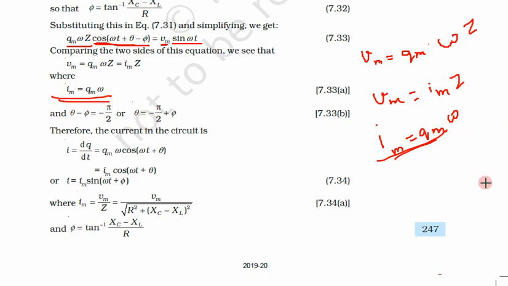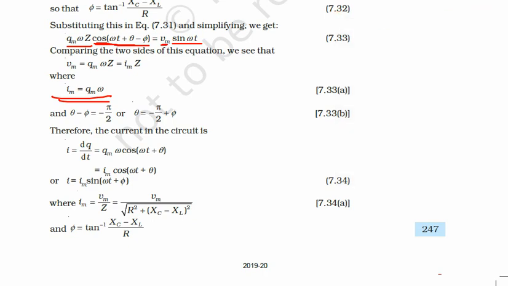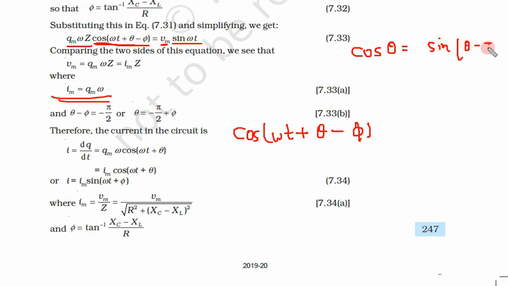Now what about this angle? Again we have to use a trigonometric identity. We are comparing the angle cos of omega t plus theta minus phi, but on this side we have sine. So we have to use this identity: cos theta must be equal to sine theta minus pi by 2. So this is our identity.